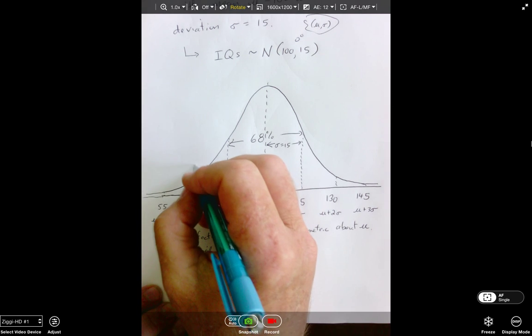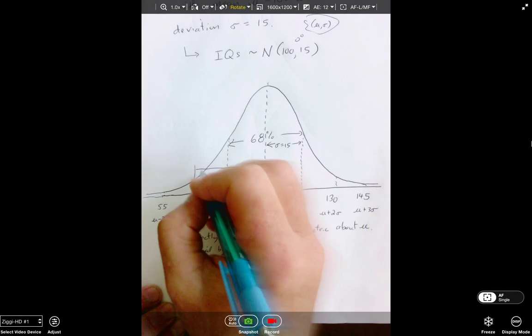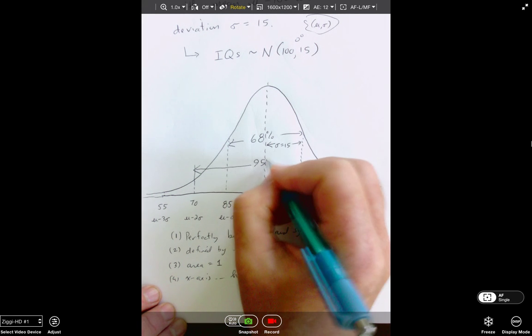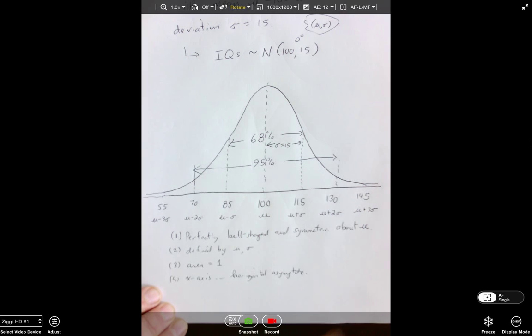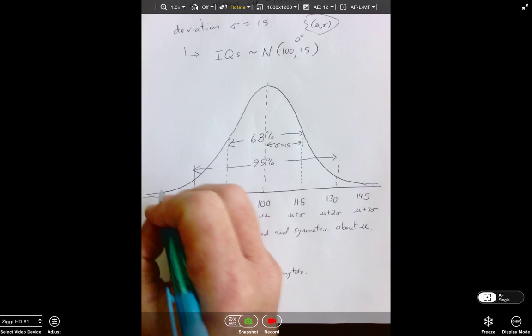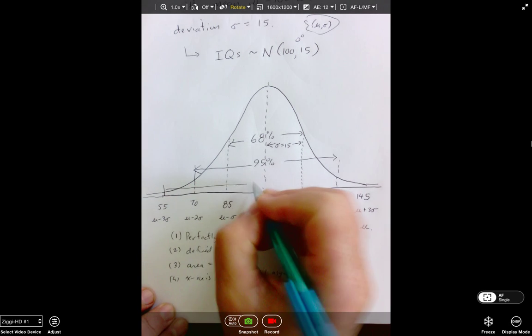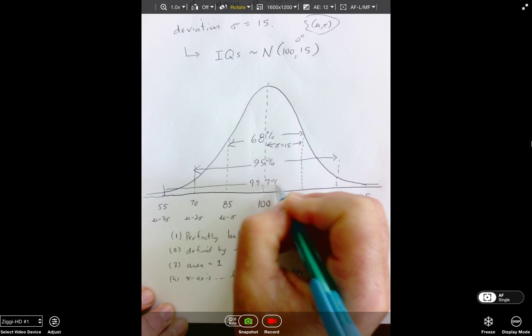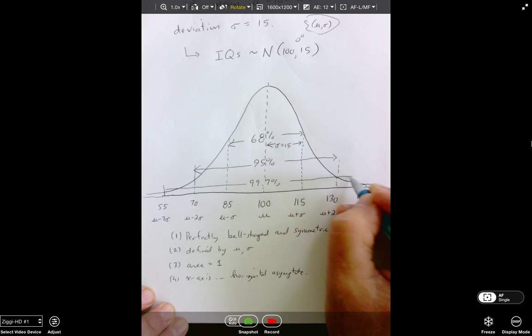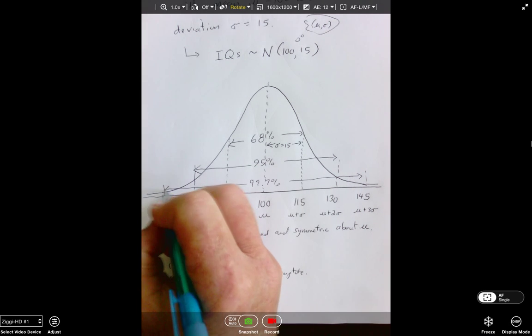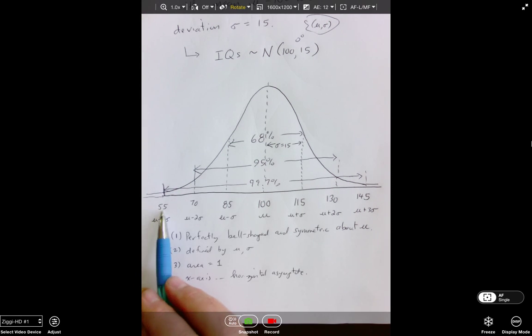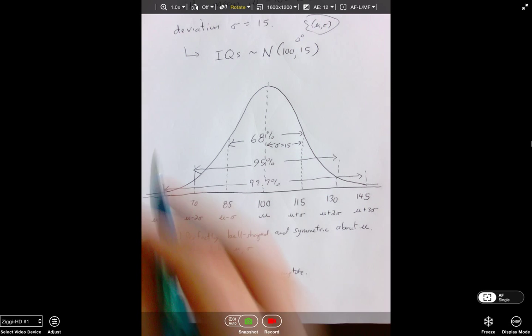It turns out that approximately 95% of our scores in a normal distribution will be between 2 standard deviations below and 2 standard deviations above. 99.7% of the information in a normal distribution will be from 3 standard deviations below to 3 above.